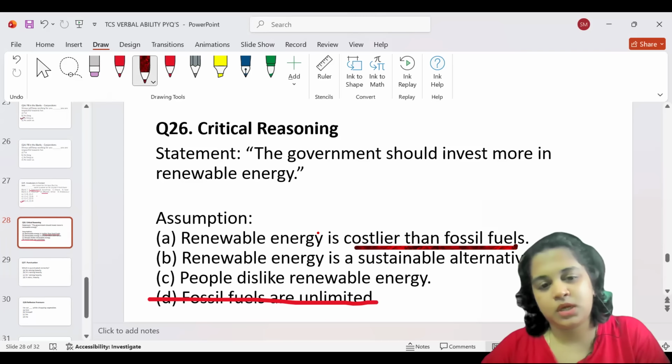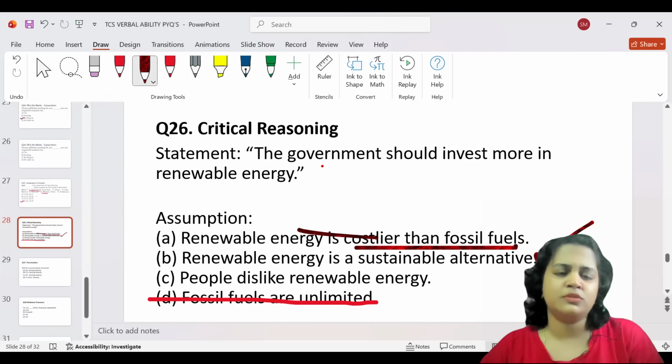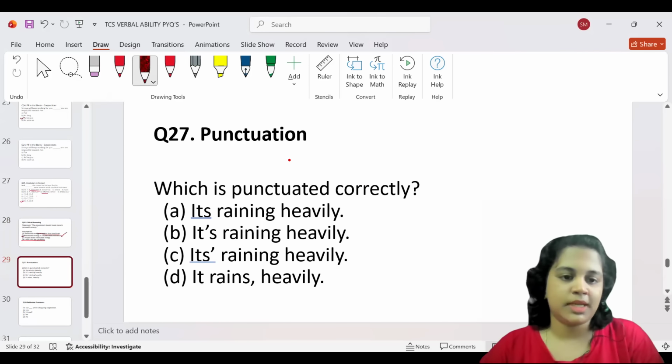This doesn't seem right. Okay. So renewable energy is a sustainable alternative. So that is a proper assumption for this statement. So it is option B. That would be the most correct answer.